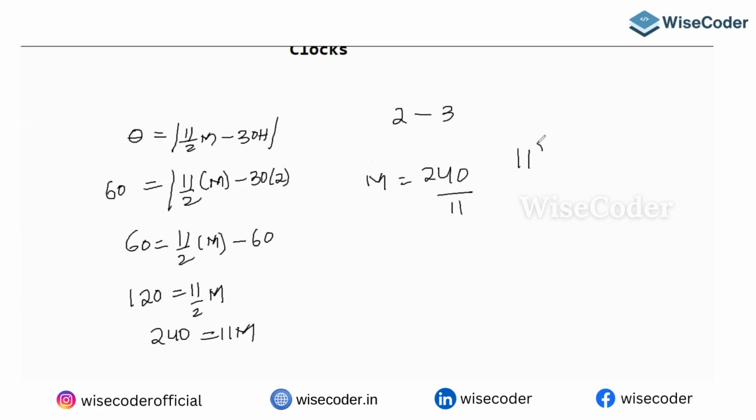So in school days we used to do it like this, yes or no, to get the exact answer. So 11 twos are 22. I am left with 20. Okay, so now 11 ones are... Are you getting my point?